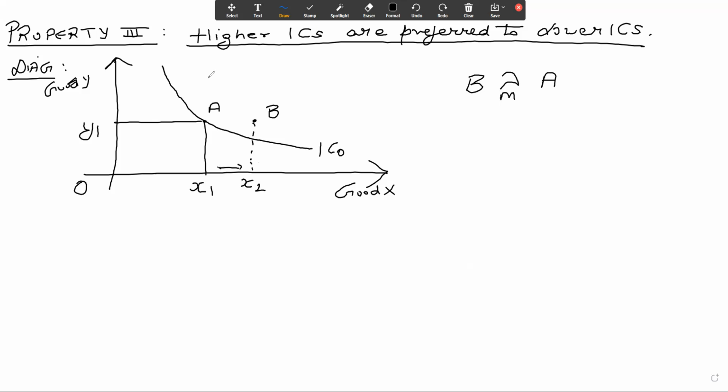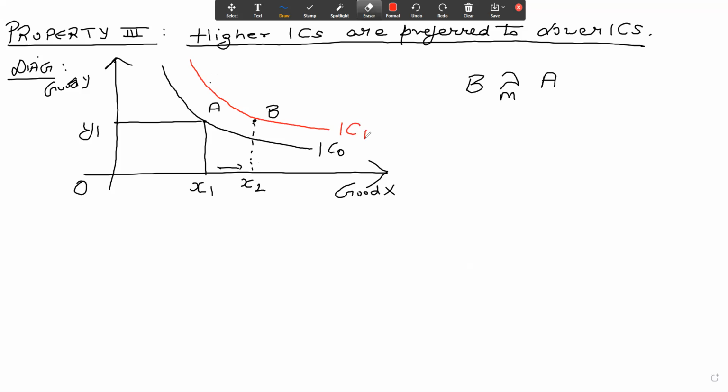Similarly, you can take another point. Suppose I take point C. Since point B consists of more of good X but no less of good Y, I can say that point B lies on a higher indifference curve.